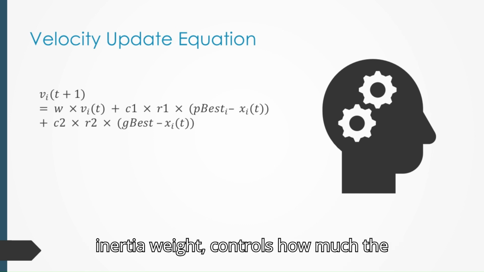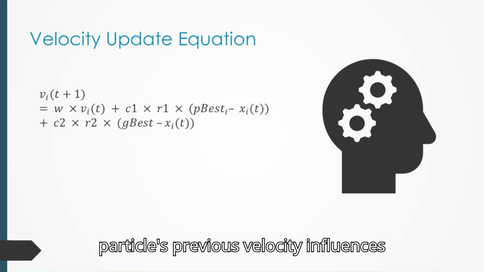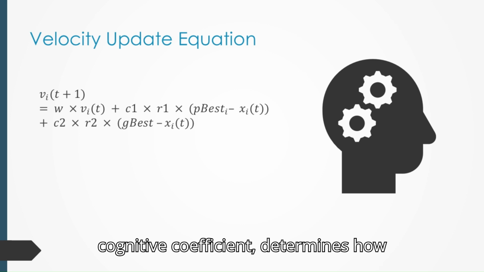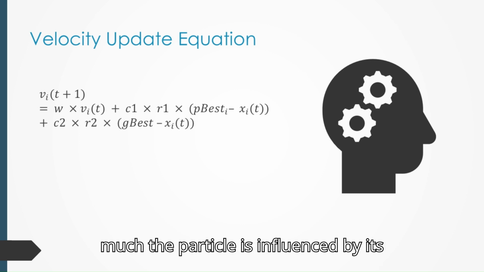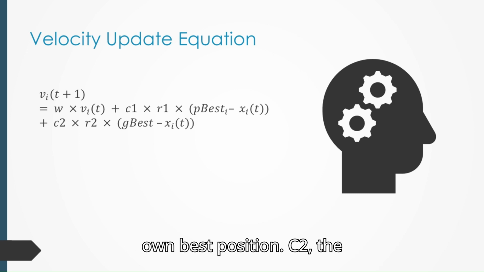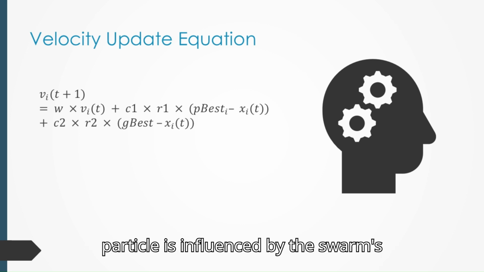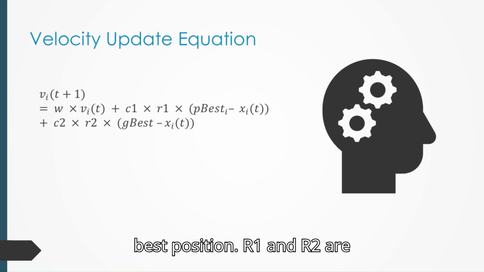W, the inertia weight, controls how much the particle's previous velocity influences its current velocity. C1, the cognitive coefficient, determines how much the particle is influenced by its own best position. C2, the social coefficient, dictates how much the particle is influenced by the swarm's best position.